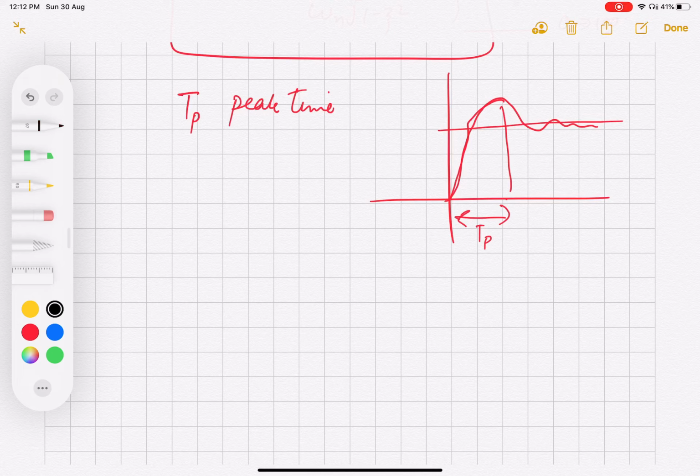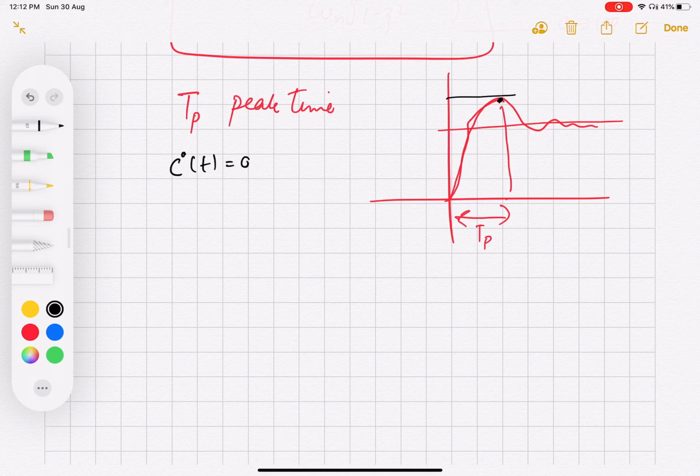Now we find the expression for this by looking at the derivative of c(t). The derivative of c(t) at this peak is going to be 0. So your c dot t would be equal to 0, and you can find the expression for the peak time from this relationship.